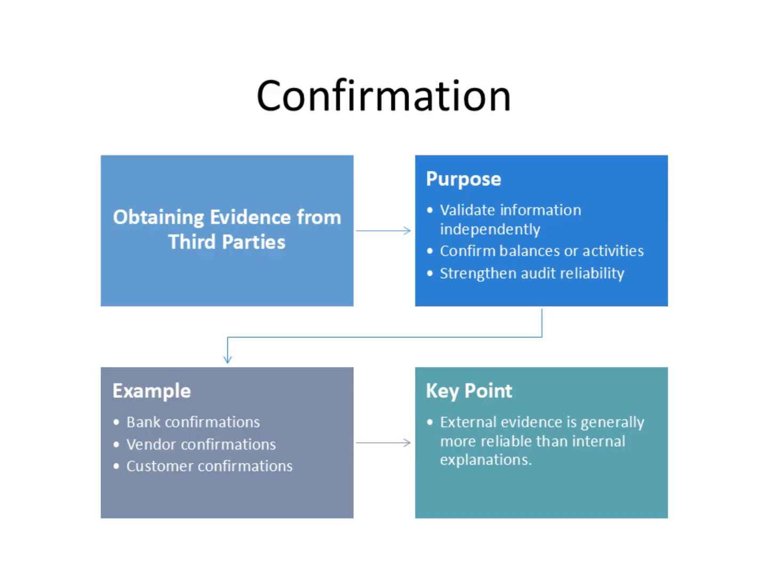Common examples include bank confirmations, vendor confirmations, customer confirmations, and legal confirmations. For example, an auditor may contact a bank directly to verify account balances, loan information, or authorized signatories. A key CISA exam principle is that external evidence is usually more reliable than internally generated evidence, especially when the auditor receives the response directly from the third party. Confirmation procedures help auditors increase confidence in the accuracy, completeness, and validity of information being audited.